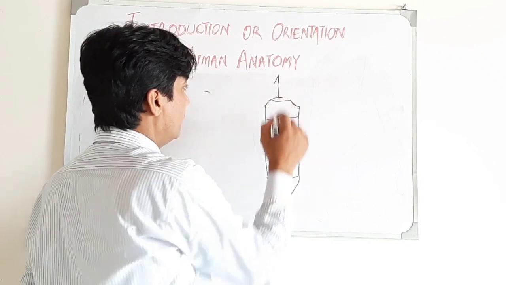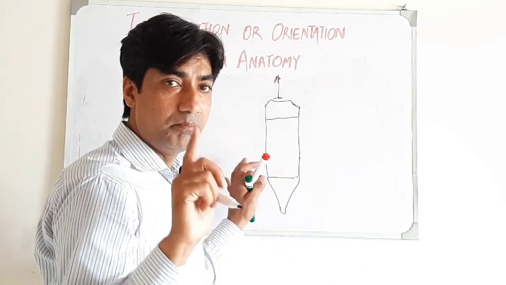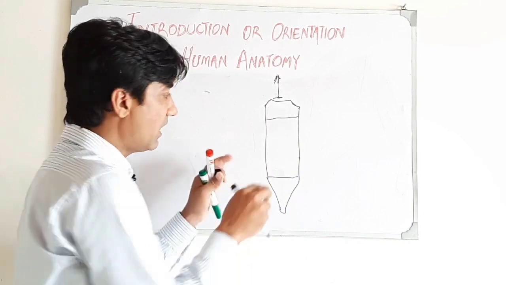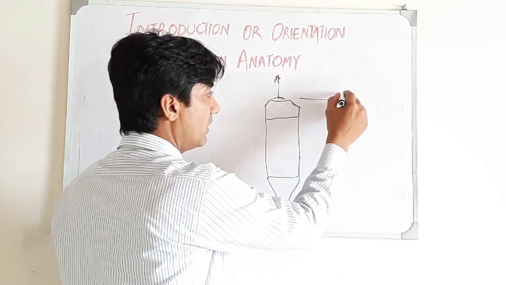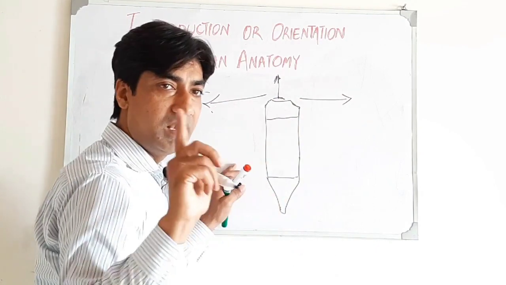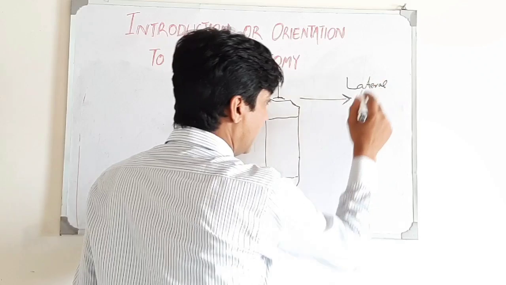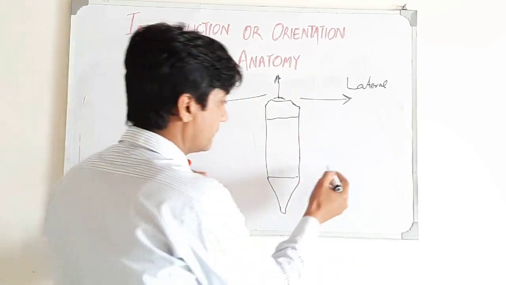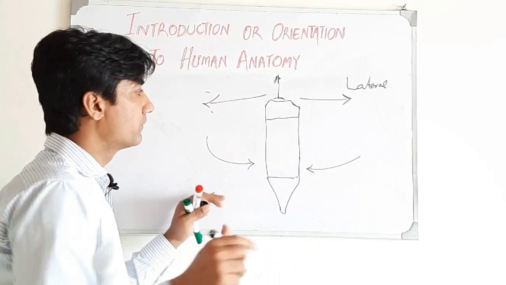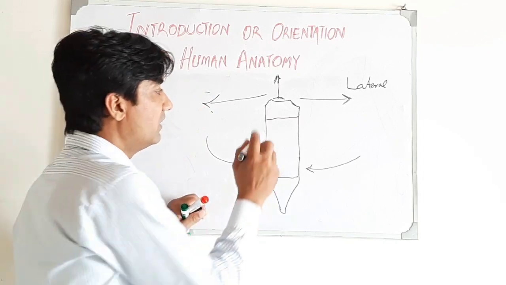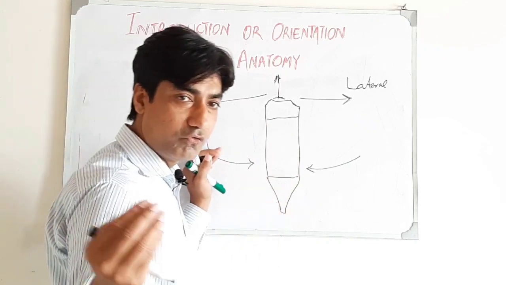We can say any organ which lies in the middle position is called midline position. And the structure that is away from the midline is called lateral. Any structure towards the midline is called medial. What is medial and what is lateral? The structure away from the midline is called lateral, and the structure towards the midline is called medial.